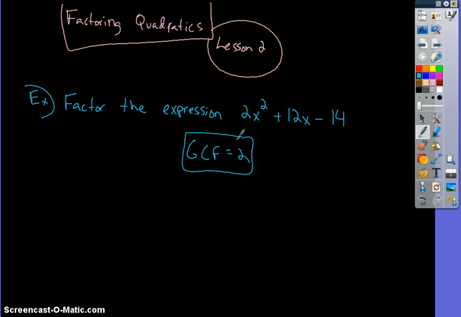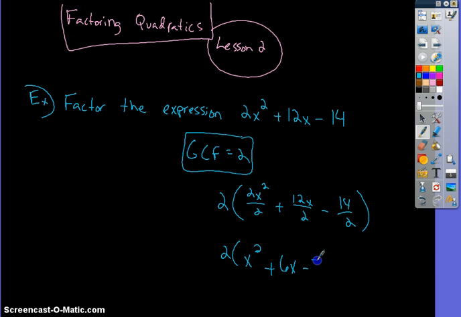My GCF is 2, so I can factor out a 2, which means dividing each term by 2. You divide the first term by 2, the second term by 2, and the last term by 2, meaning it's going to be 2 times x squared plus 6x subtract 7. If you're pretty good at recognizing all those divided by 2, you can go straight to this line, and I'm perfectly okay with that. You don't have to show this line if you understand that you're dividing each term by the GCF when you're factoring it out. So I got this: 2 times x squared plus 6x subtract 7.